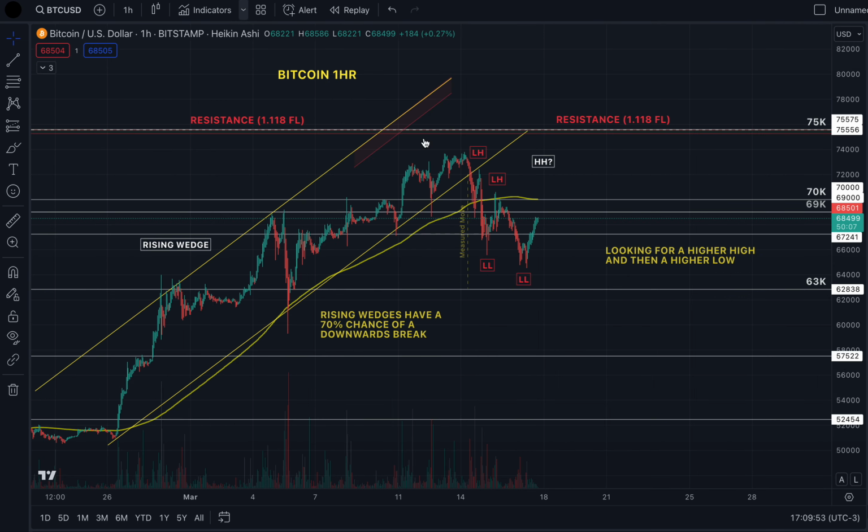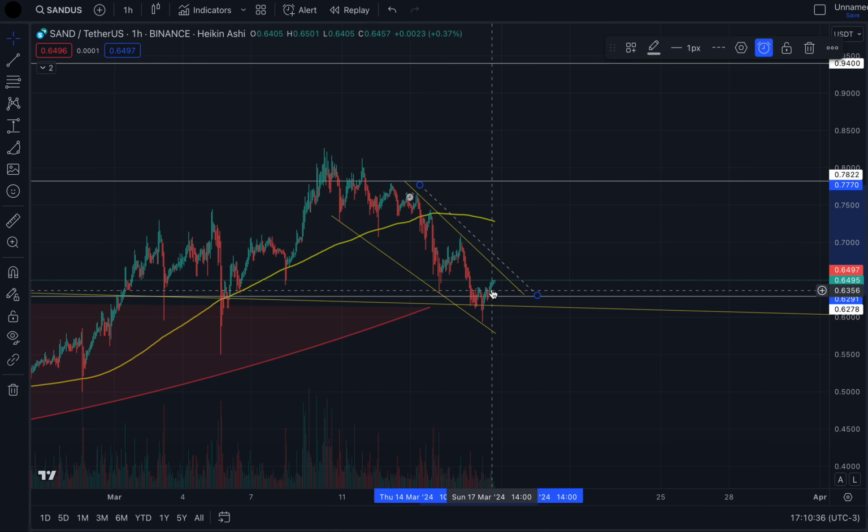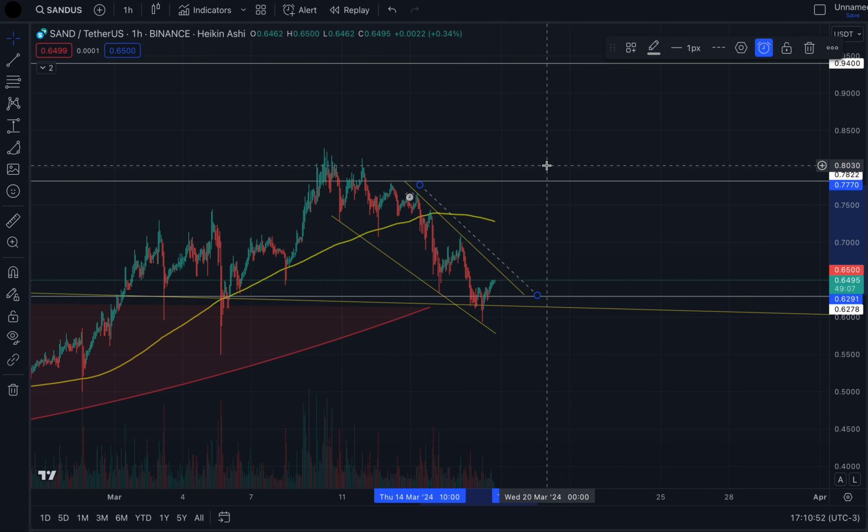We put an alert on this trade, SAND long trade alert, and click OK. And when the price action breaks out of this pattern, this descending wedge, which has a 70 to 80% chance of a break to the upside, and if Bitcoin gives us a bullish signal, like a higher high or breaking above this moving average as an example, then that would give us the confidence to enter this trade.